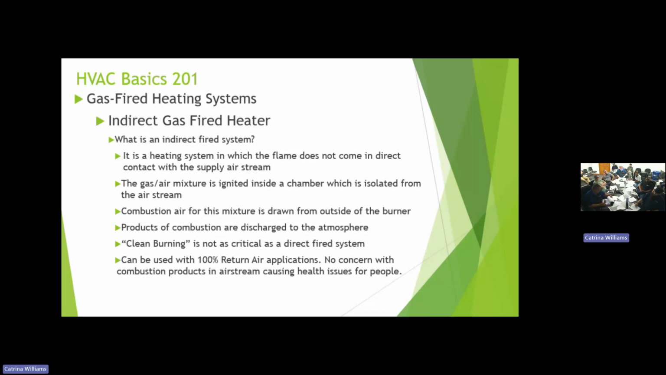Indirect fire can be used for the 100% return air applications, and there's no concern with products in the airstream causing health issues. So, I mean, it's just a safety.